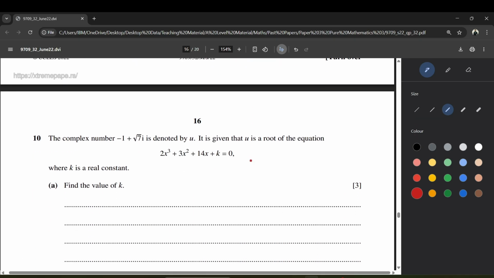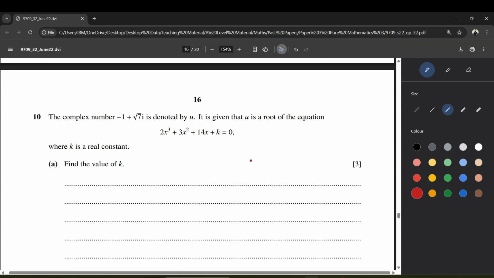All right, last question, question number 10. The complex number minus 1 plus root 7i is denoted by u. So u is equal to minus 1 plus root 7i. It is given that u is a root of the equation 2x cubed plus 3x squared plus 14x plus k. Okay, let me just drink some water before I continue this question.